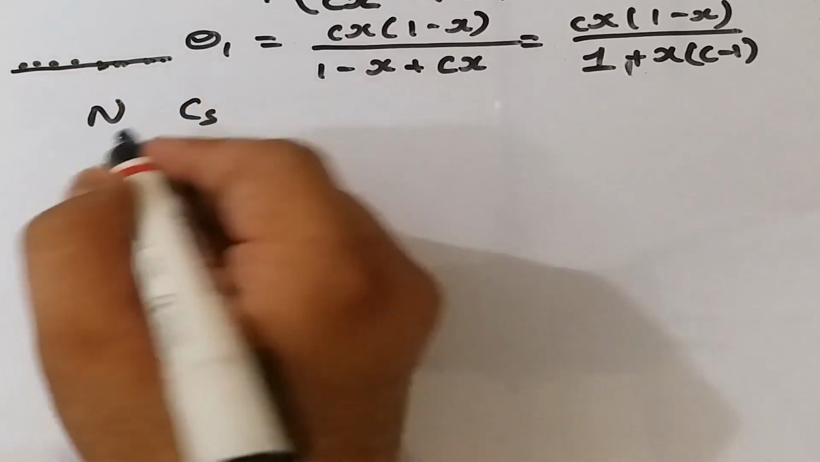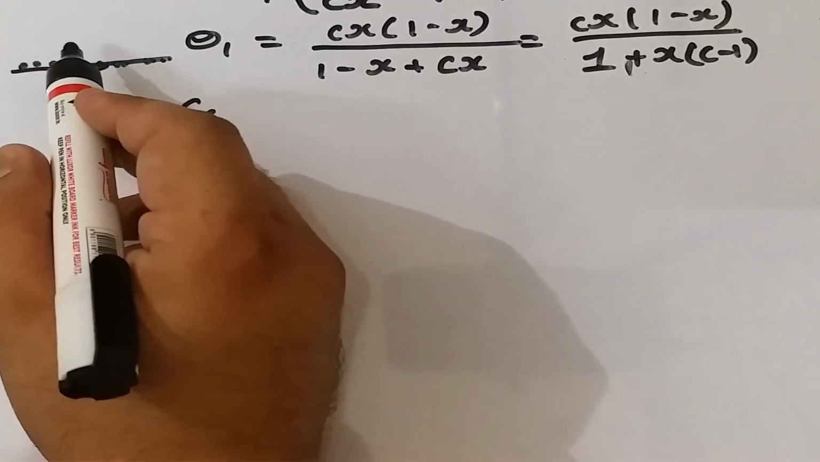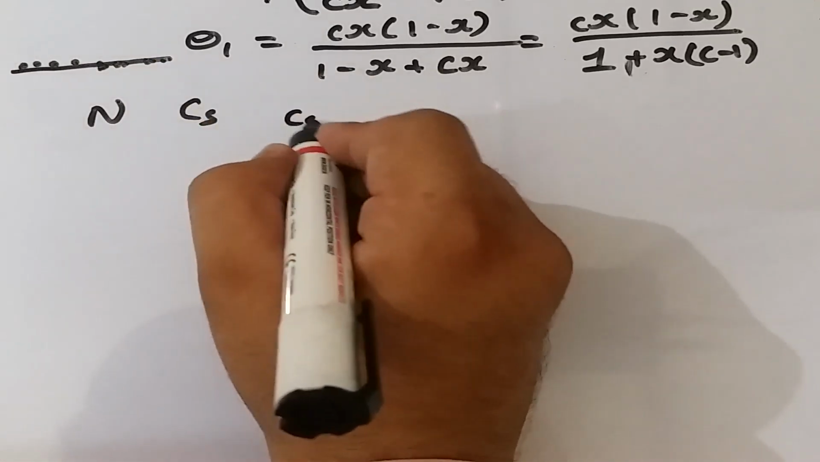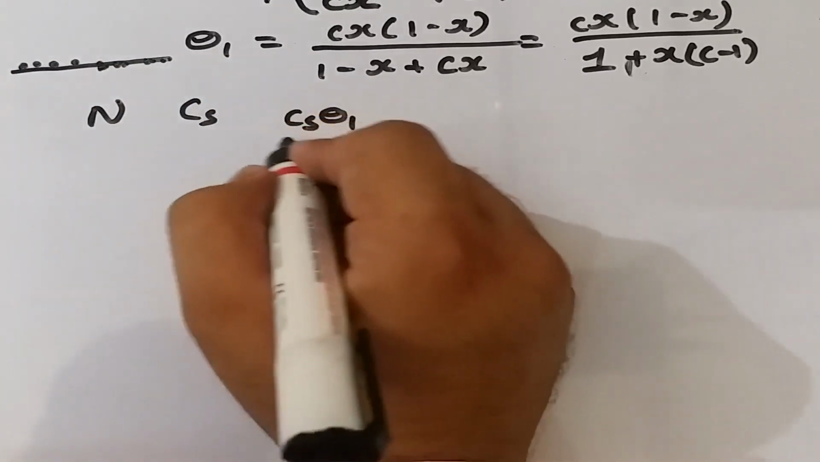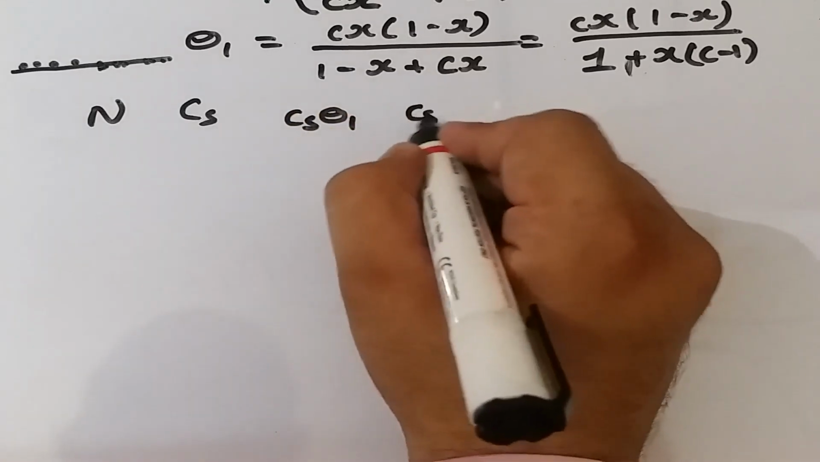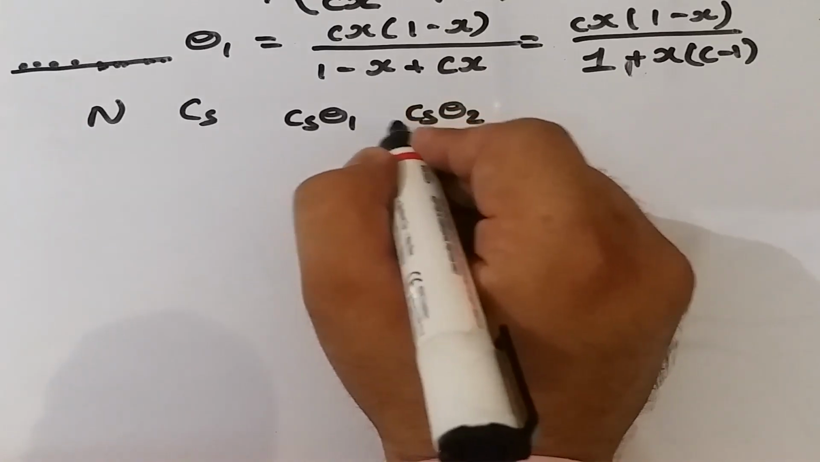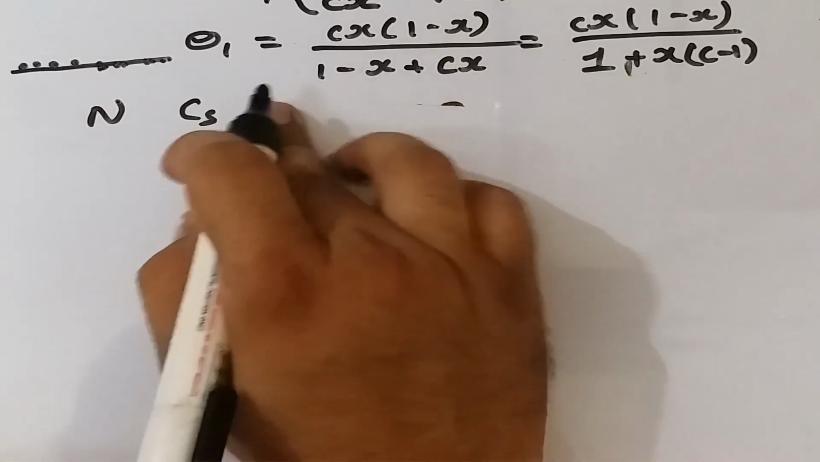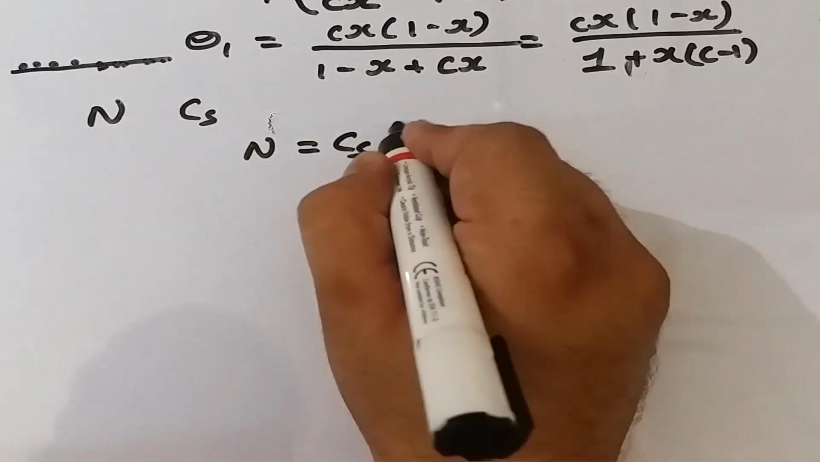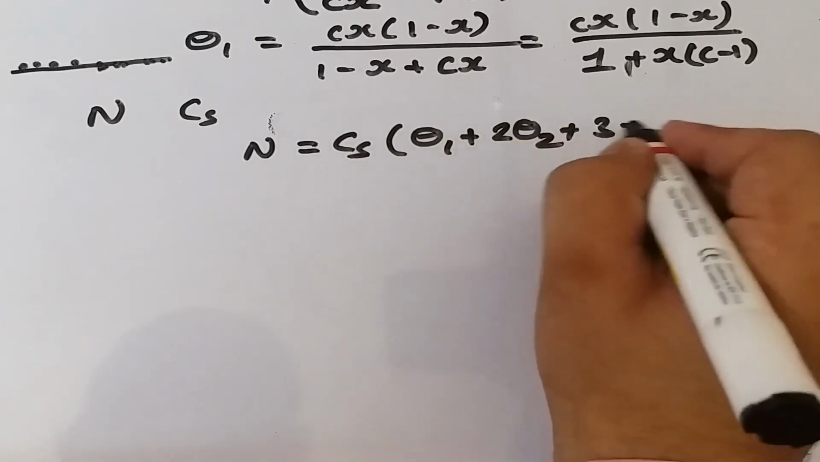So for the total number, that is for the first layer, second layer, third layer, the total number of sites carrying molecules, we can write in terms of Cs. Cs into theta 1 will be the number of sites carrying one molecule, or the first layer of molecules. Similarly, Cs into theta 2 will be the number of sites carrying two molecules, and so on accordingly. So hence the total number n we can write as n is equal to Cs into theta 1 plus 2 into theta 2 plus 3 into theta 3.